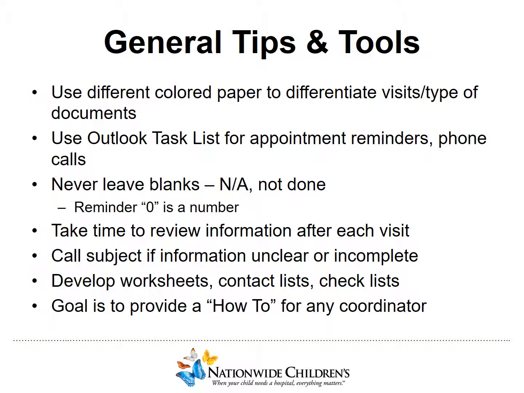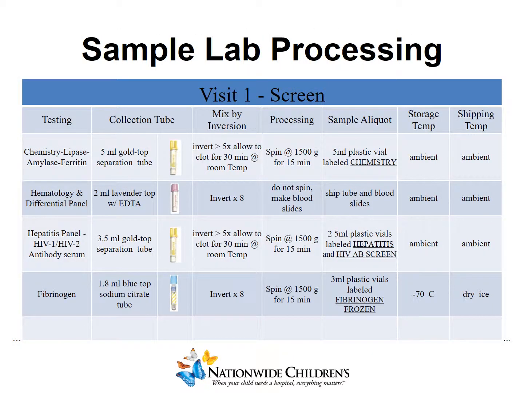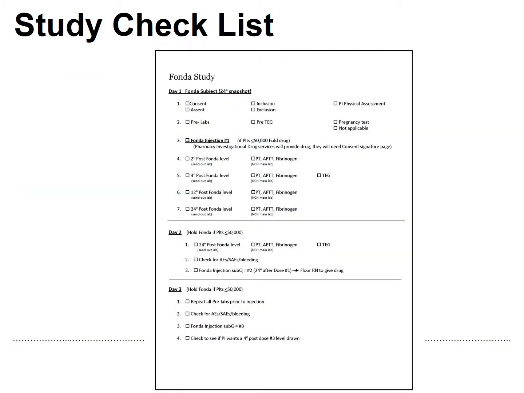Take time to review the information after each visit and call the subject if the information is unclear or incomplete. Develop worksheets, contact lists, and checklists. Your goal is to provide a how-to for any coordinator. Here's an example of a lab processing sheet for Visit 1. Here's an example of a study checklist.